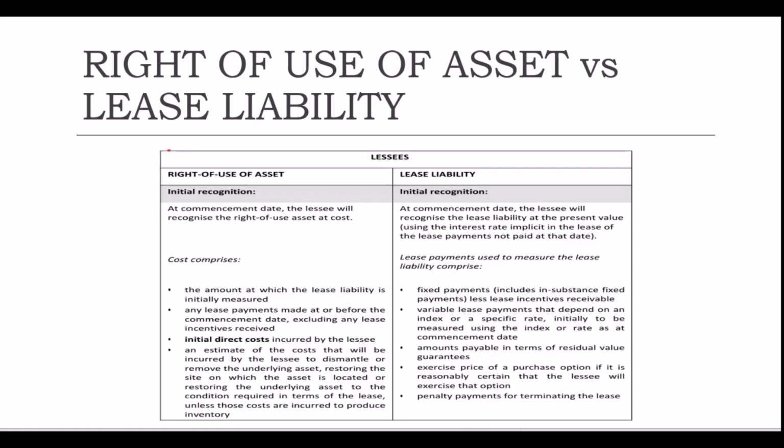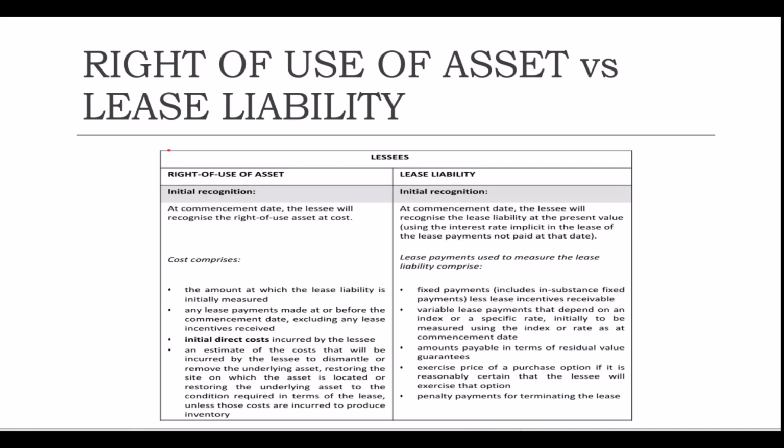Right of use asset. At the commencement date, the lessee will recognize the right of use asset. The cost of the asset comprises what? The amount at which the lease liability is initially measured. So the right of use asset starts off with the liability amount first. Then you include any lease payment made at or before the commencement date, excluding lease incentives or rebates. Then any initial direct costs. So all these you add, plus an estimate of the cost of restoration. These are the things that will increase your asset part.